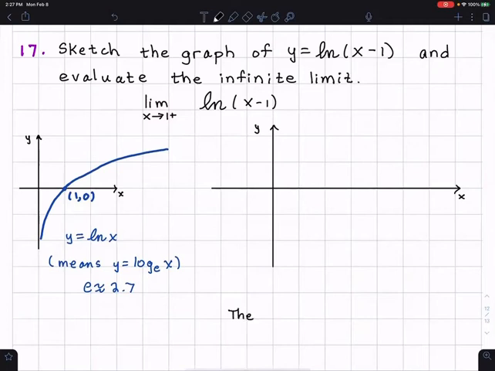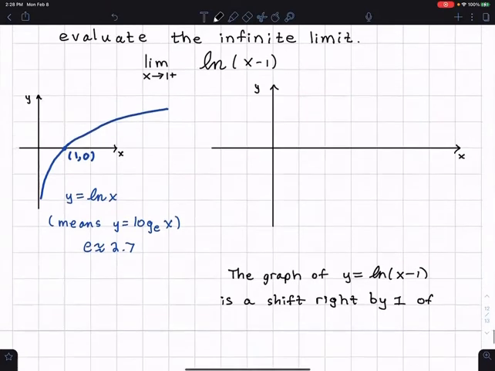So the graph of y equals ln(x minus 1) is a shift right by 1 of y equals ln x. So I'll just do the same graph. Actually, I could even just do a duplicate here on this thing. No, we only did part of it.